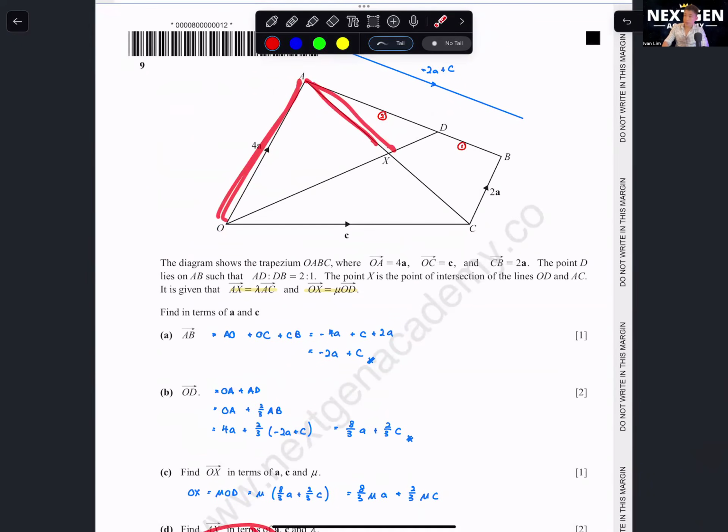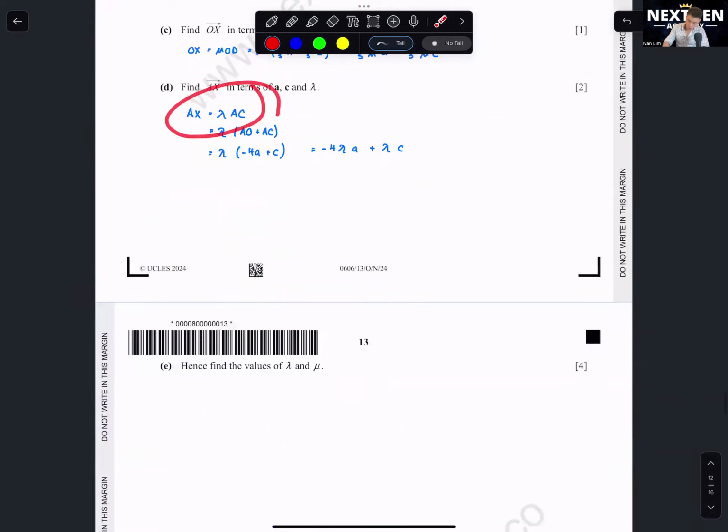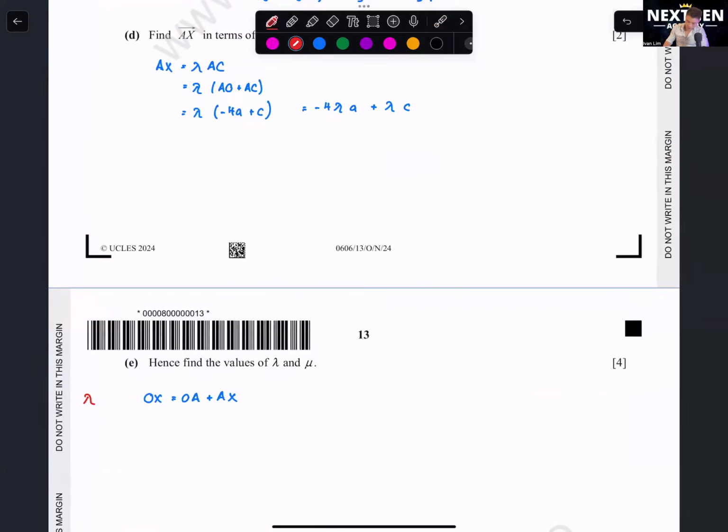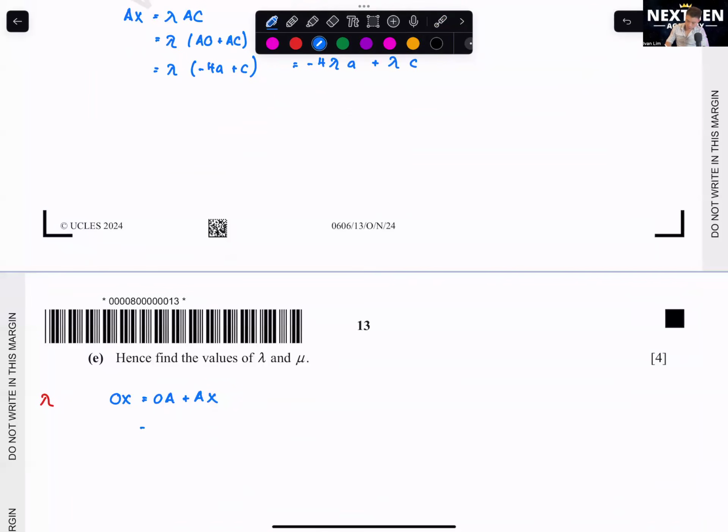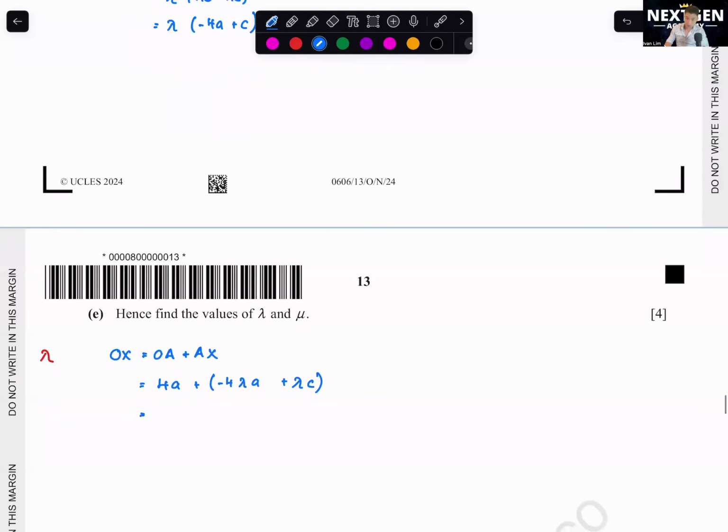We can do OA plus AX. So OX is OA plus AX. We want it in terms of lambda first. So here will become 4A plus negative 4 lambda A plus lambda C. Okay, we simplify it. Oh, sorry, we group it together. So here will be 4 minus 4 lambda A plus lambda C.